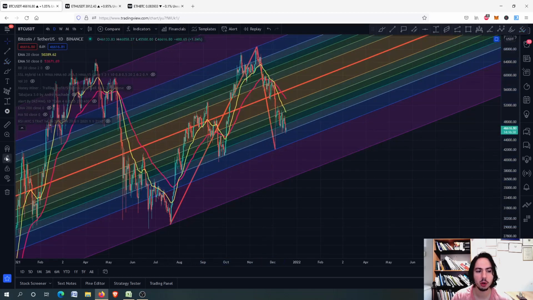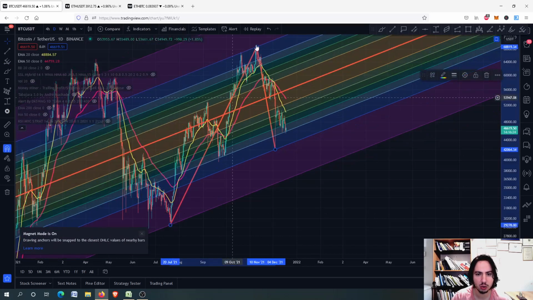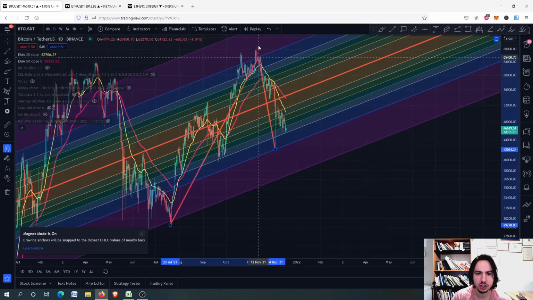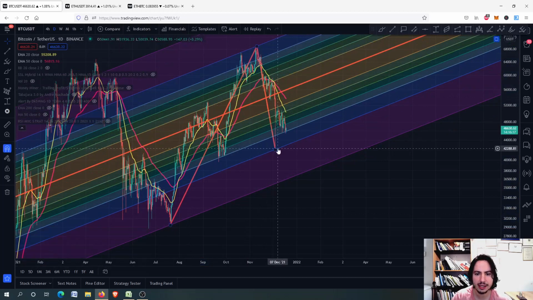If you want to be more precise, you can use this magnet right here on TradingView and you can follow the lows and the highs. So what I have done is I have used the TradingView magnet tool, and I have done this.